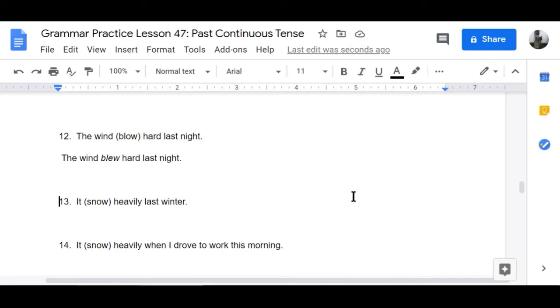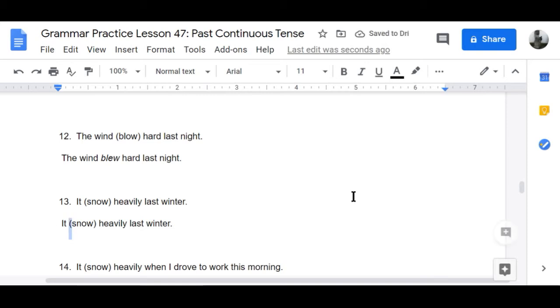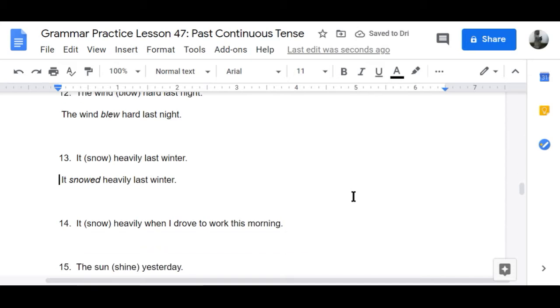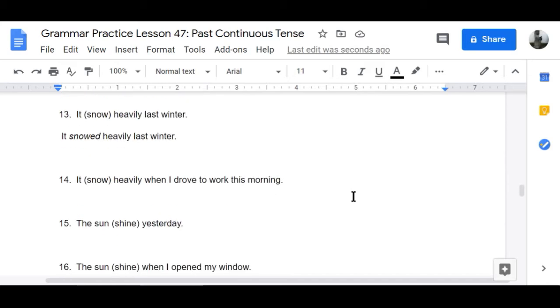13. It heavily last winter. It snowed. Regular verb. It snowed heavily last winter. Cool. 14. It heavily when I drove to work this morning.